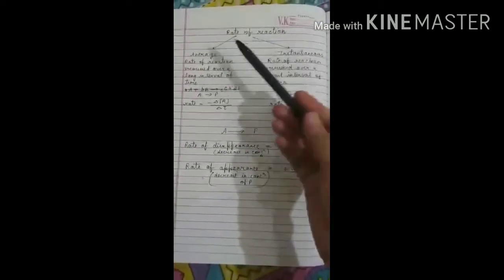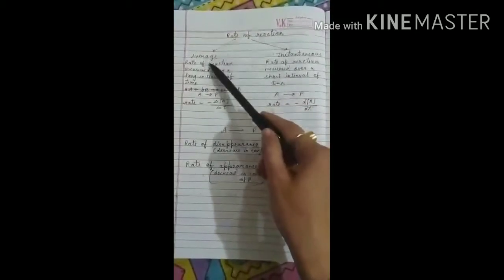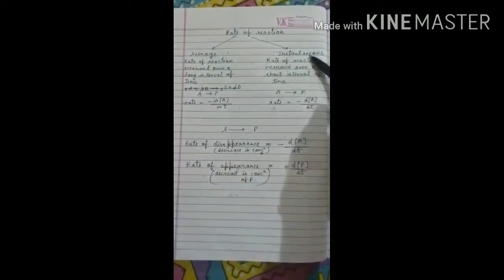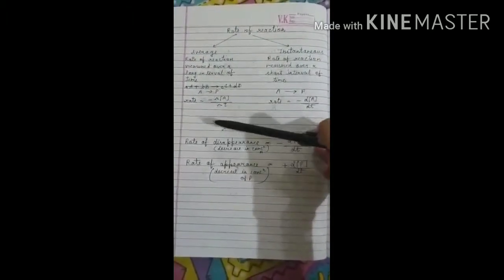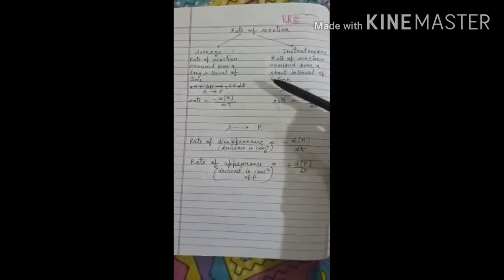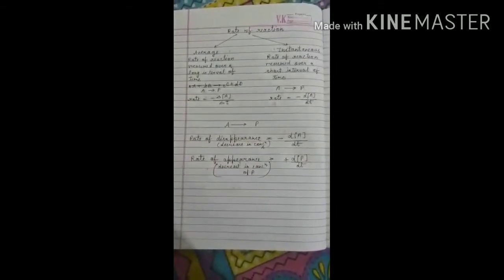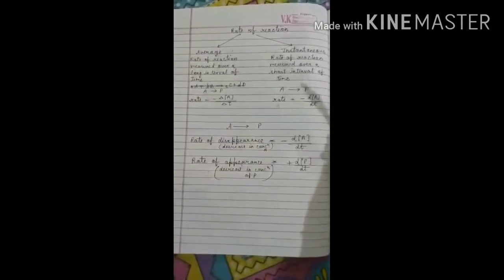Class 12. Let's start to understand the part of rate of reaction. So rate of reactions are of two types: average rate of reaction and instantaneous rate of reaction. Recently we have studied how to calculate the rate of reaction by using the term change in concentration per unit time. So let us consider the number of reactions takes place in different manners.